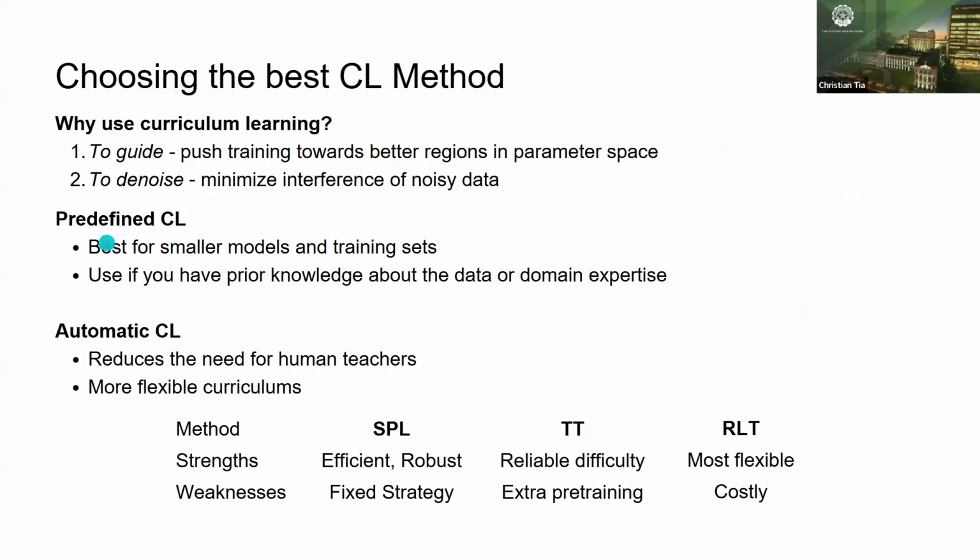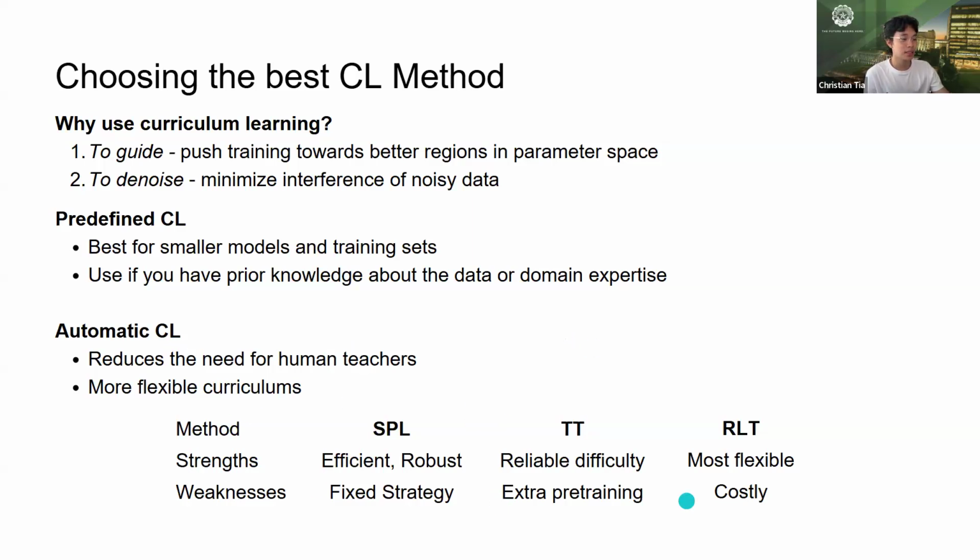Predefined curriculum learning is best for smaller models and training sets, and if we have prior knowledge about the data or domain expertise. Automatic curriculum learning, on the other hand, reduces the need for human teachers. So the researchers have less input on the difficulty measure and the training scheduler, and that makes it more flexible because it can adapt throughout training.